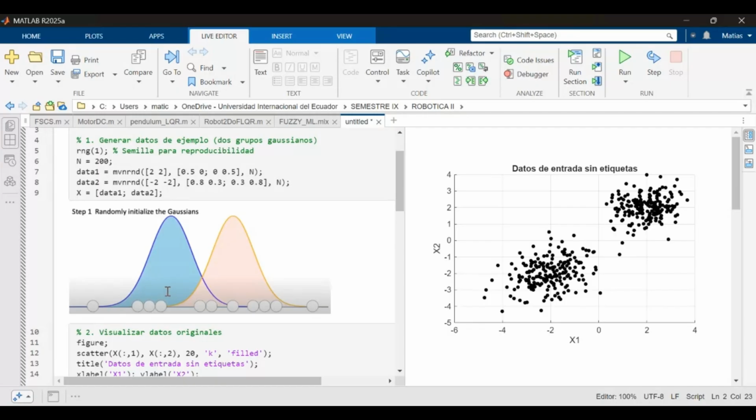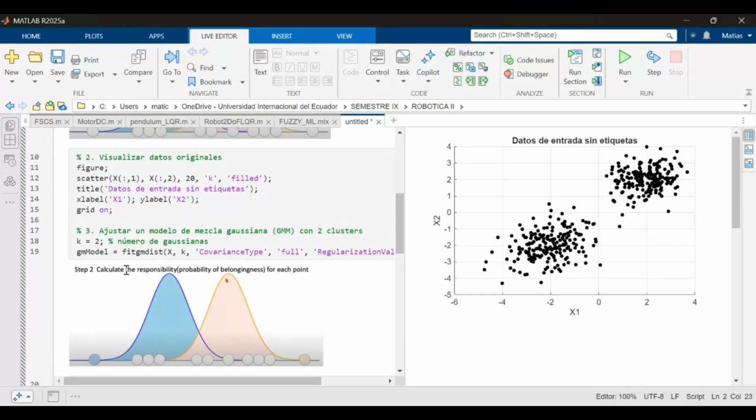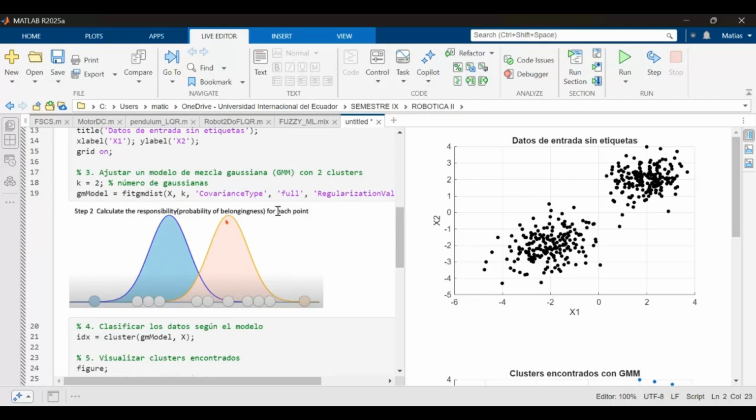Also, most of the data is clustered in the center. That is what we want to achieve between each iteration. And the frequency decreases uniformly toward the extremes, forming a bell shape. Then the second step is to calculate the responsibility, or probability of belongingness, for each point. In this simplified example, these three dots are more likely to belong to the blue Gaussian distribution than to the orange, and the same with this. So basically, we calculate this.